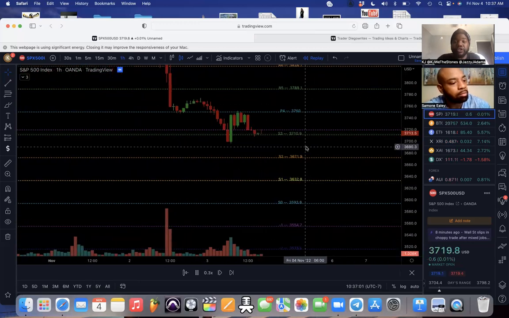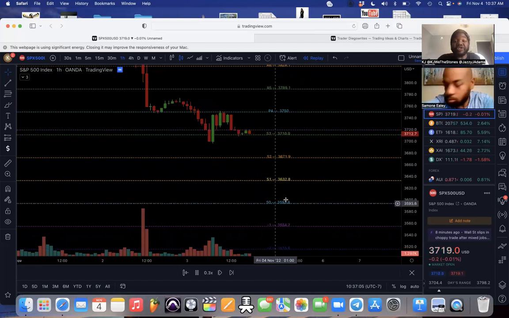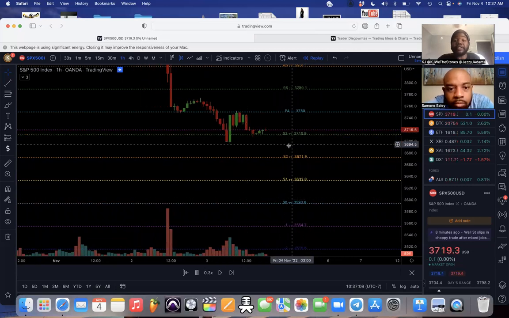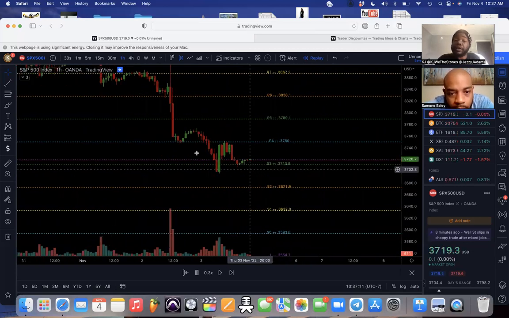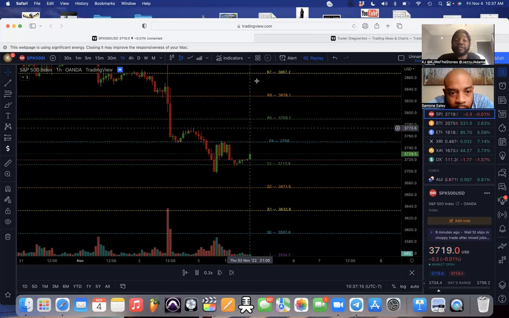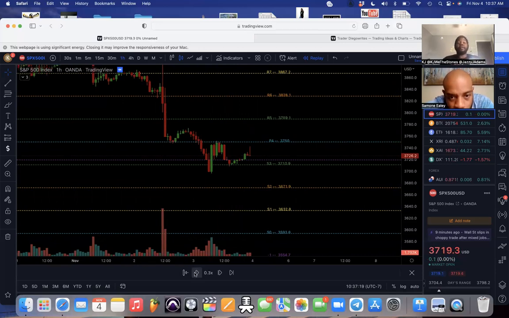Now we got our pivot level shift, right? We're looking at a potential continuation down to the S0. We just need price action to show us that it's willing to do so. We got some price action here. The close above this means that push up. The close below this means that push down. Does that make sense?